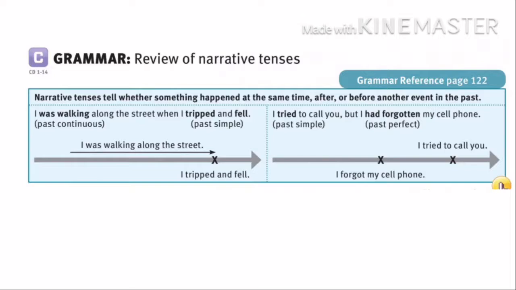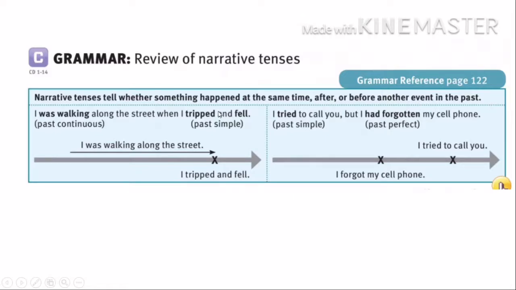Okay, we're going to see grammar review of narrative tenses. Please open your notebook and put as title "Review of narrative tenses", and then describe. Narrative tenses tell whether something happened at the same time, after, or before another event in the past.